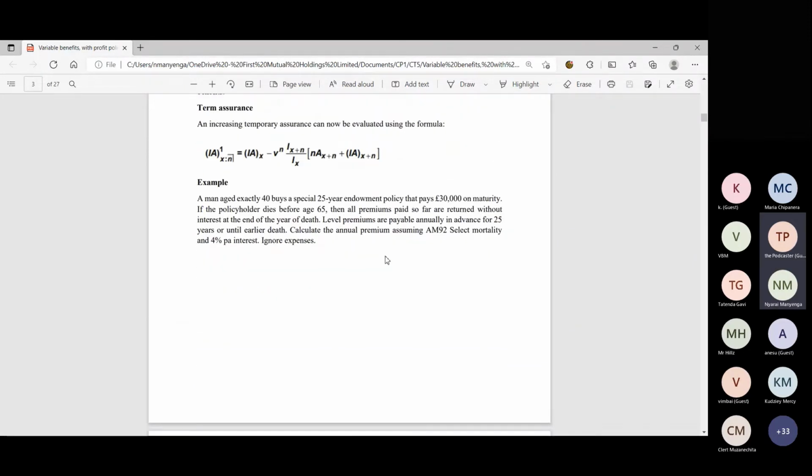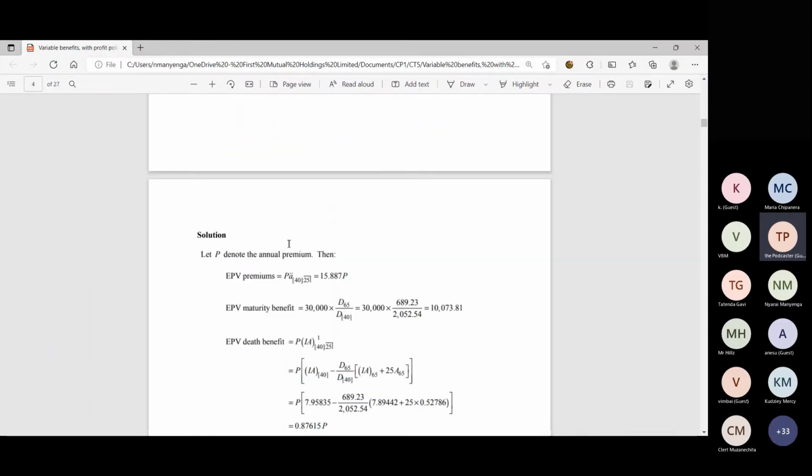So I'll move on to an example. A man aged exactly 40 buys a special 25-year endowment policy that pays 30,000 on maturity. If the policyholder dies before age 65, then all premiums paid so far are returned without interest at the end of the year of death. Level premiums are payable annually in advance for 25 years or until earlier death. Calculate the annual premium assuming AM92 select mortality and 4% interest.